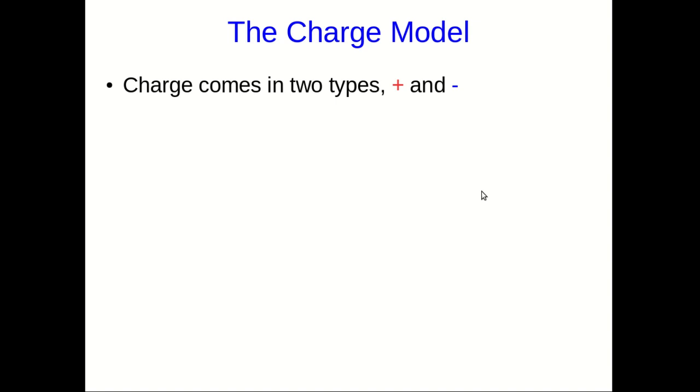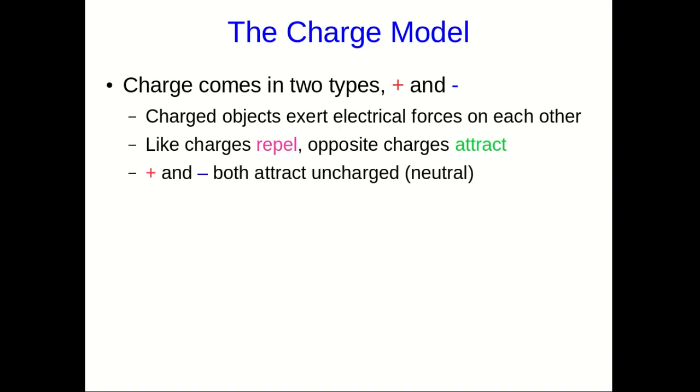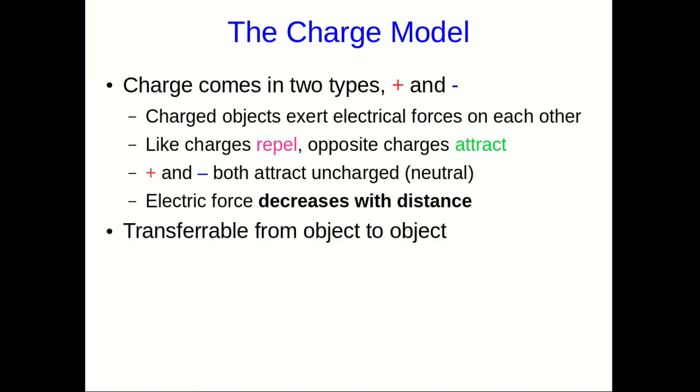We're now ready to state our charge model. And it's first of all that charge comes in two types, and we're going to call them positive and negative. And charged objects exert electrical forces. Like charges repel and opposite ones attract. And both positive and negative attract neutral or uncharged objects. And it's also important that this electrical force decreases with distance.